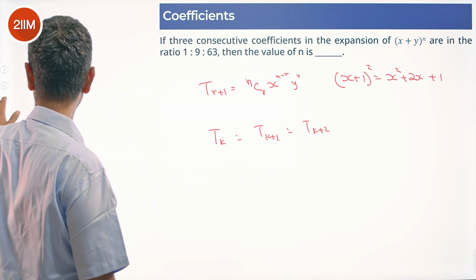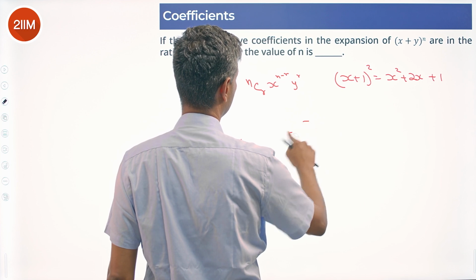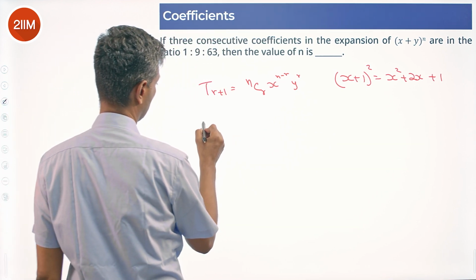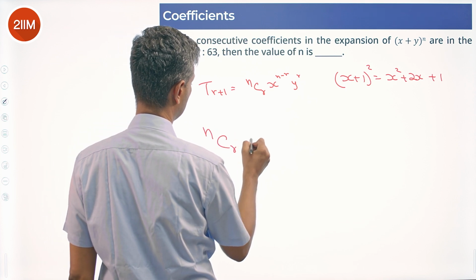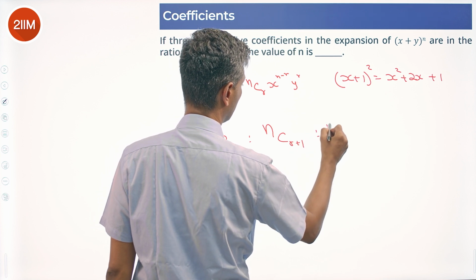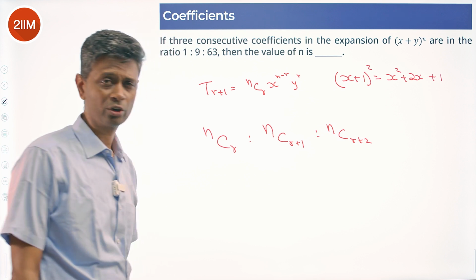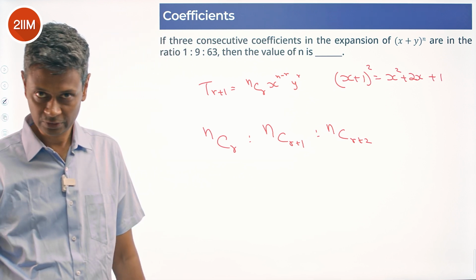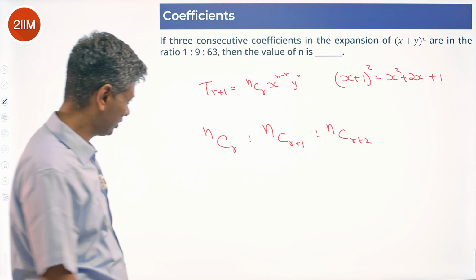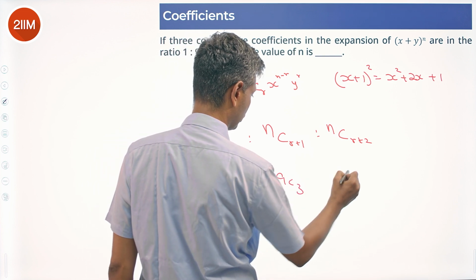I don't want to do t_(k+1), t_(k+2). I'm going to say this is t_(r+1). nCr is to nC(r+1) is to nC(r+2) is 1:9:63. Now I'm going to see if I can get slightly smart about this. So imagine we're talking about 9C2, 9C3, 9C4.